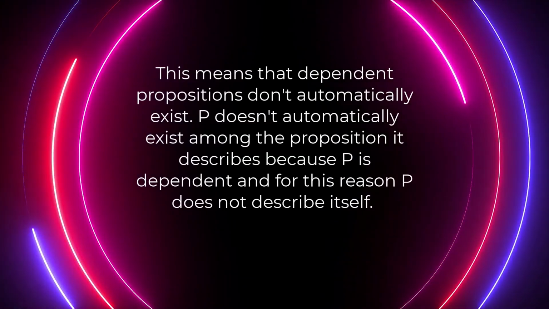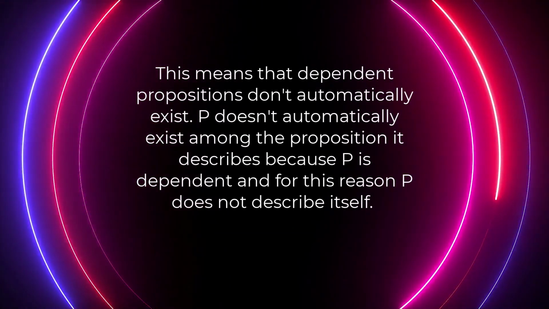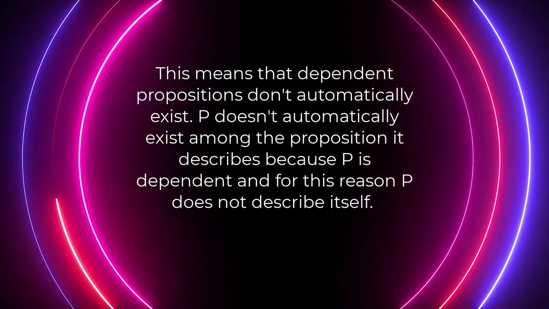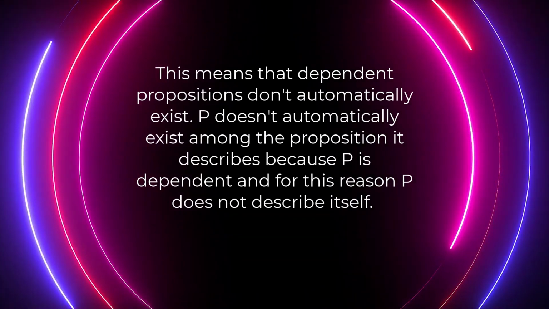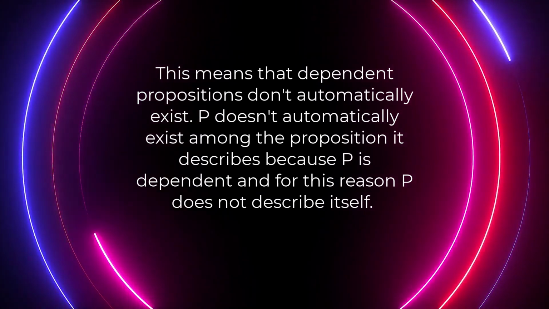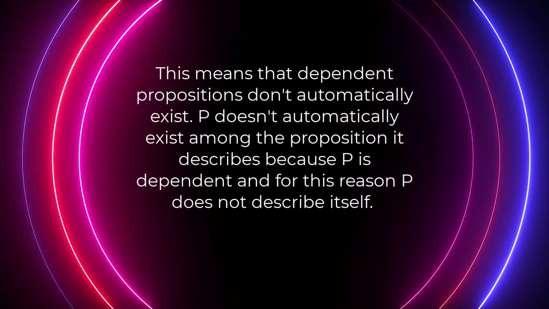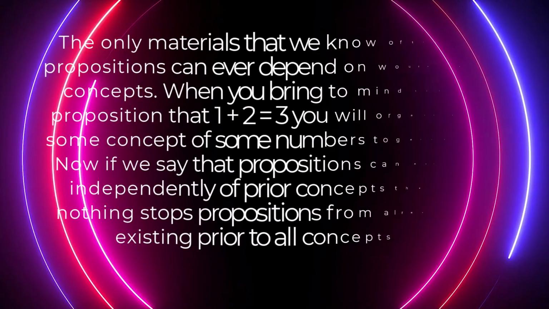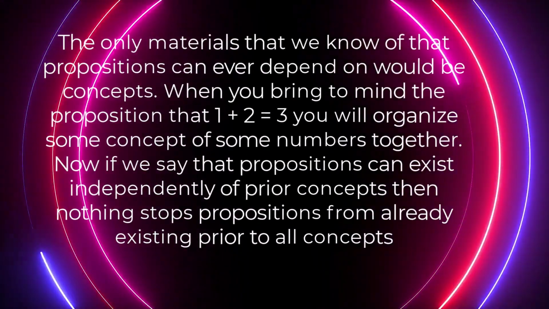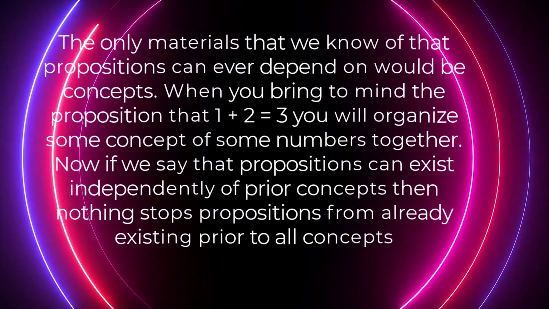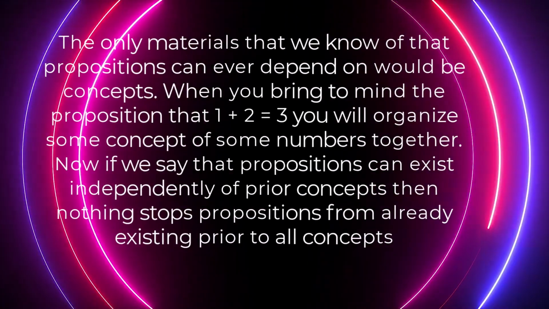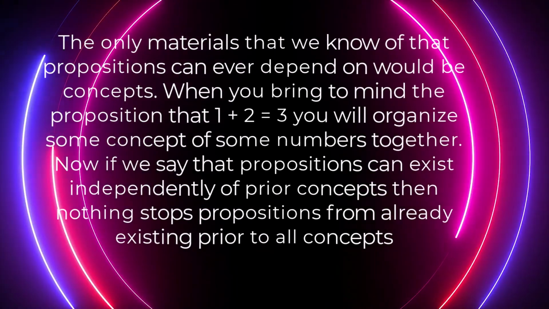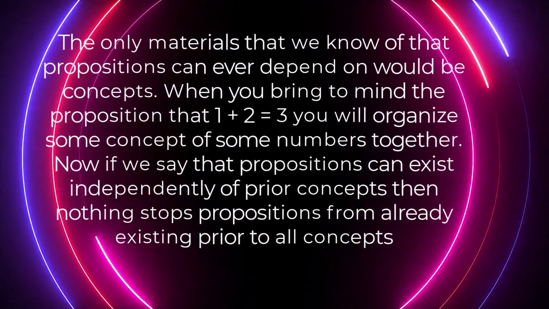A solution to this paradox would be to say that some propositions have a dependent nature. This means that dependent propositions don't automatically exist. P doesn't automatically exist among the propositions it describes because P is dependent, and for this reason P does not describe itself. Now, the only materials that we know of that propositions can ever depend on would be concepts. When you bring to mind the proposition that 1 plus 2 equals 3, you will organize some concept of some numbers together.